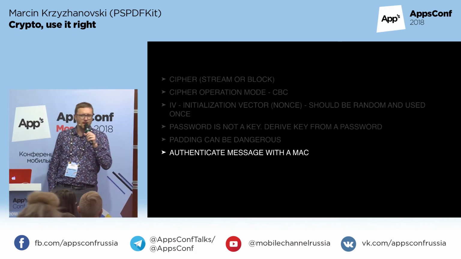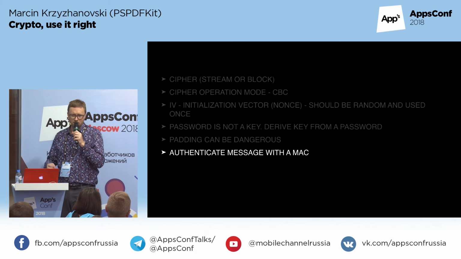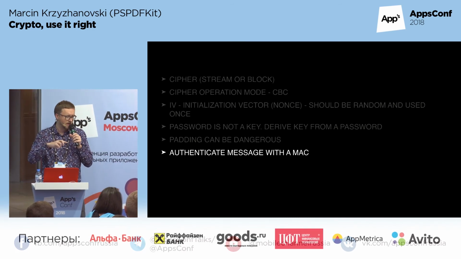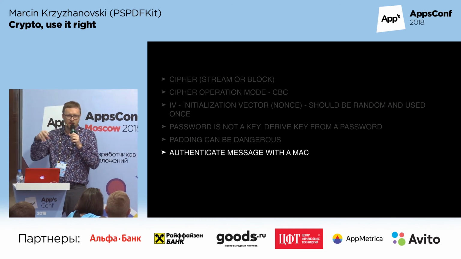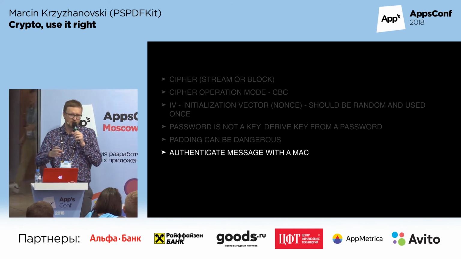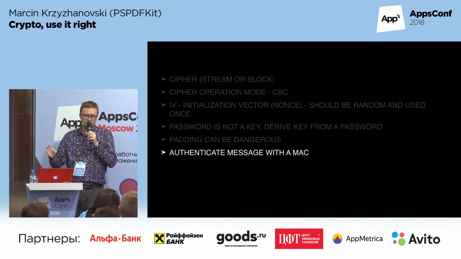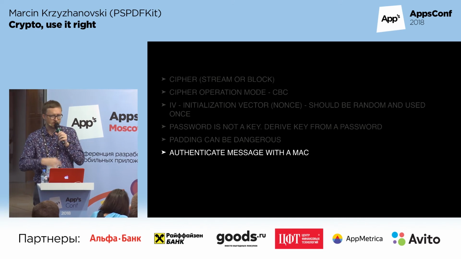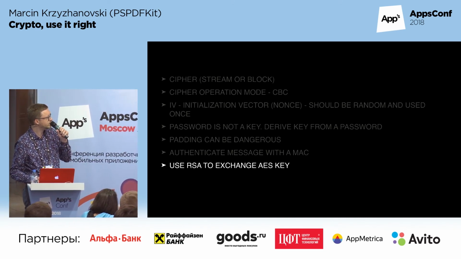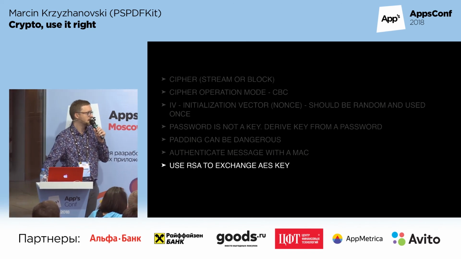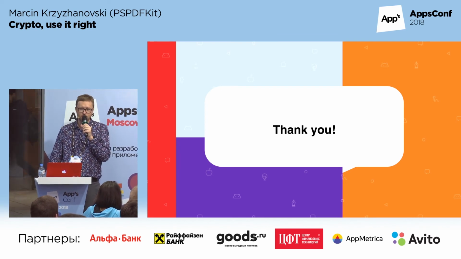Authenticate the message with the MAC, to check the integrity, because really with the cipher, something like change cipher attacks is very common. If you can change ciphertext, you can change the plaintext. So yeah, with the tag, you can check that it wasn't changed during the transmission. And use RSA to exchange AES keys. That will be all. Thank you very much.